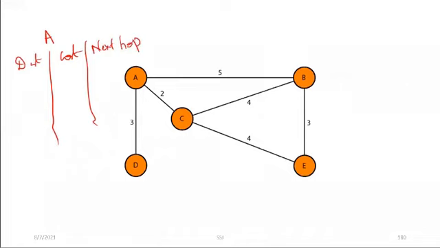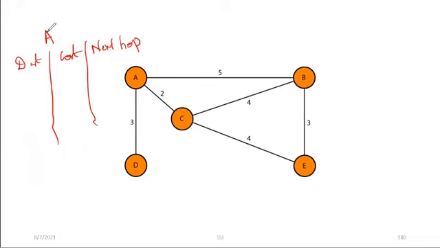First for A, we write A, B, C, D, and E. Next, what is the cost to A? A to A will be 0, next hop is nothing. A to B the cost is given as 5. We don't need any next hop because it is directly connected. A to C is 2, no next hop. A to D is 3. And A to E, since it is not given anything, we will have infinity, and there is no next hop. Similarly, we will create the routing table for each of these routers.